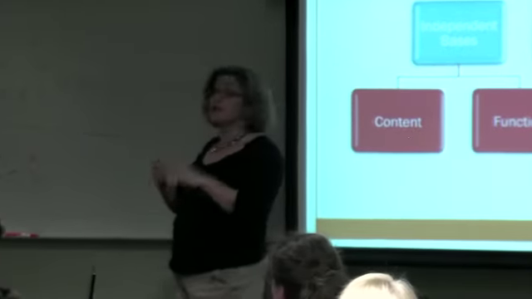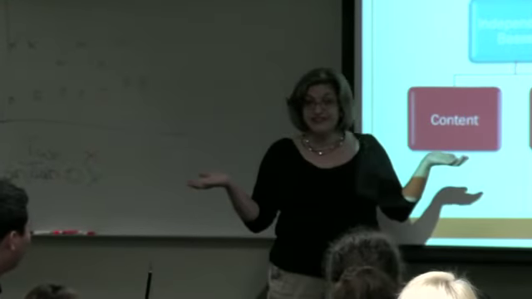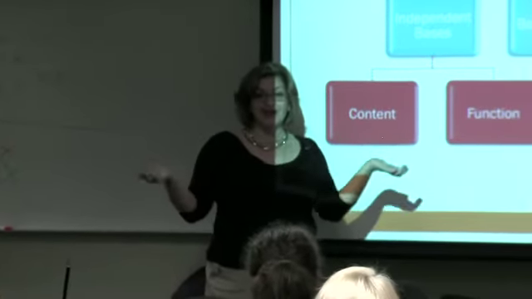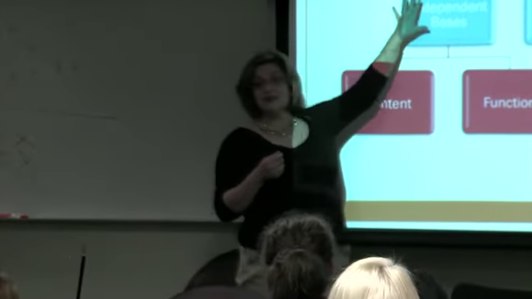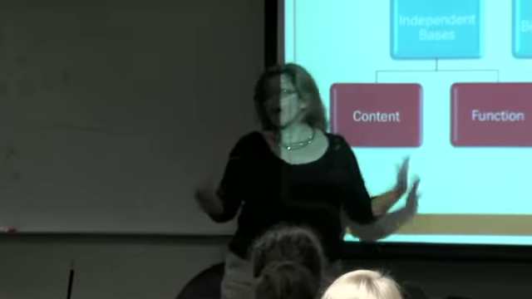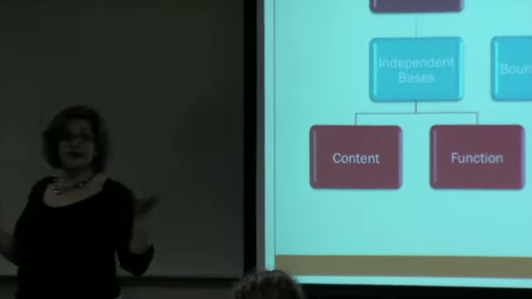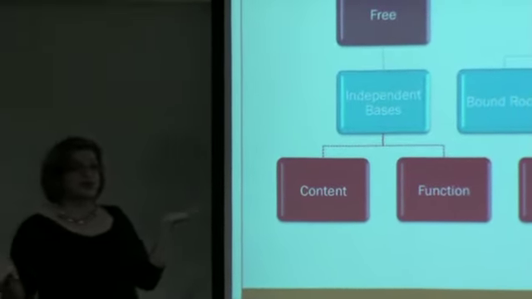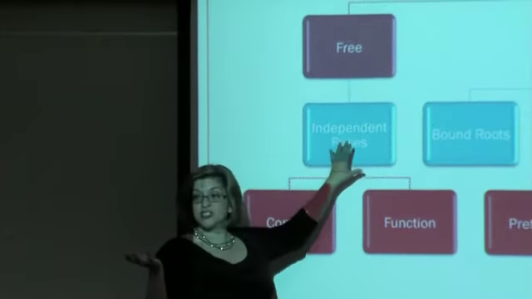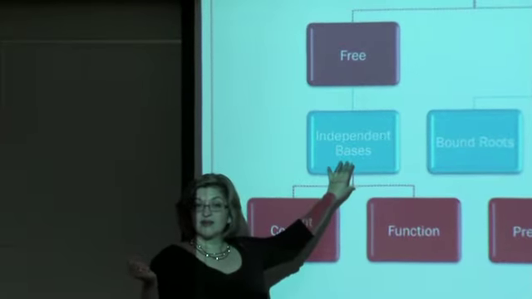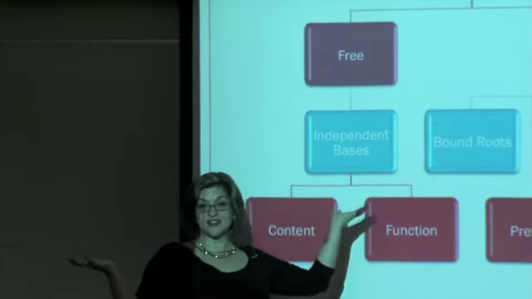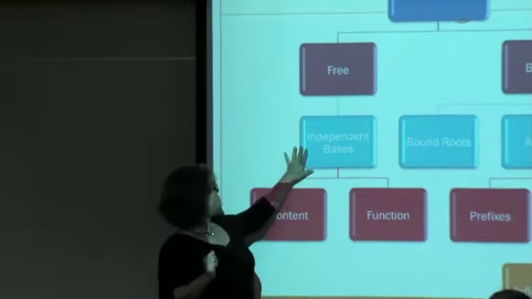Free, elephant, spoon, banana. Those would all be examples of independent bases. They don't have to combine with others, but they can. So can you think of a combination with elephant? Elephants. See? You've added a bound morpheme to it.